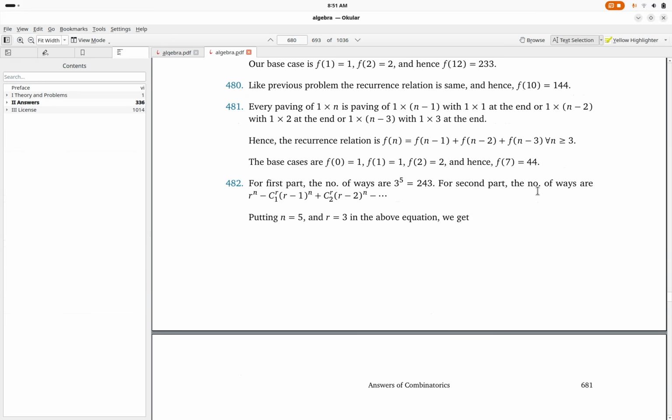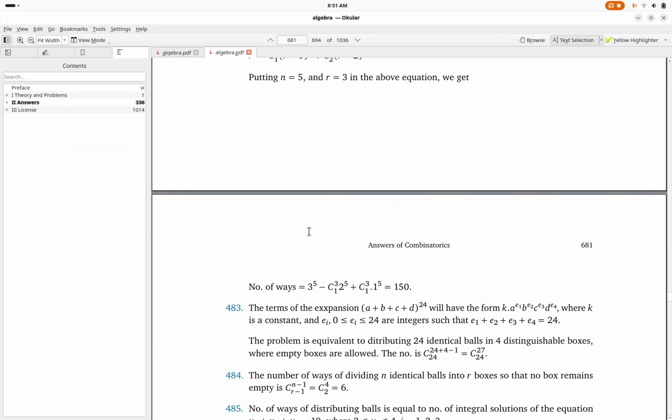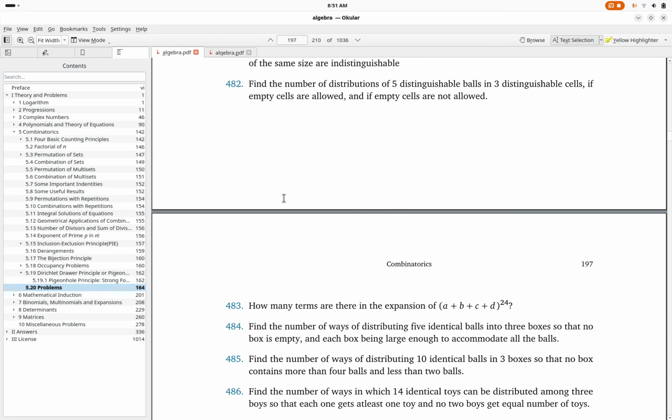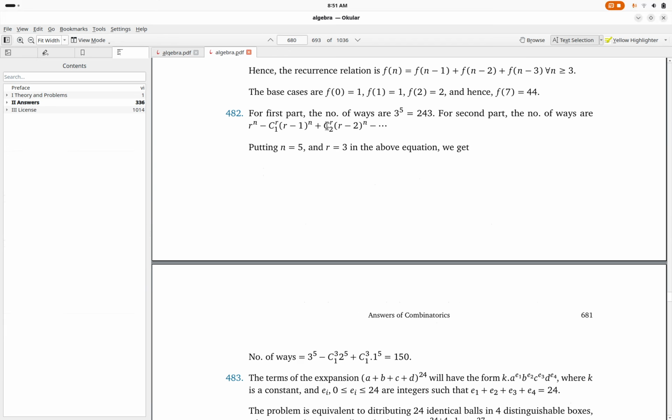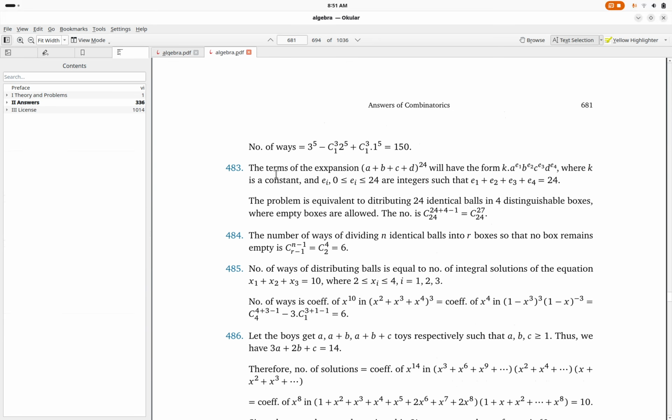For the second part, the number of ways is r to the power n minus rC1 (r minus 1) to the power n plus rC2 (r minus 2) to the power n, and so on. Putting n equal to 5 and r equal to 3 in our equation, we get 3 to the power 5 minus 3C1 2 to the power 5 plus 3C2 1 to the power 5, which is 150. Again, if you don't understand this formula, let me know and I'll explain it to you.